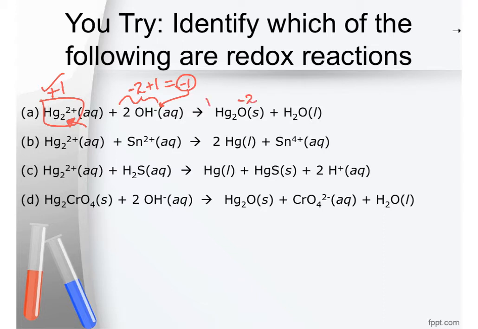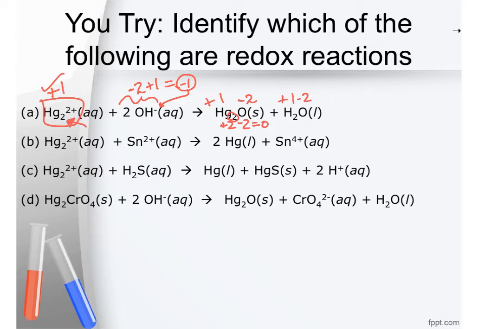So oxygen here has a -2. Each mercury is +1, right? So if you do the math in the bottom, +2 for mercury, -2 for oxygen equals 0, which is good. Mercury oxide doesn't have an overall charge. Water, oxygen's -2, each hydrogen is +1.